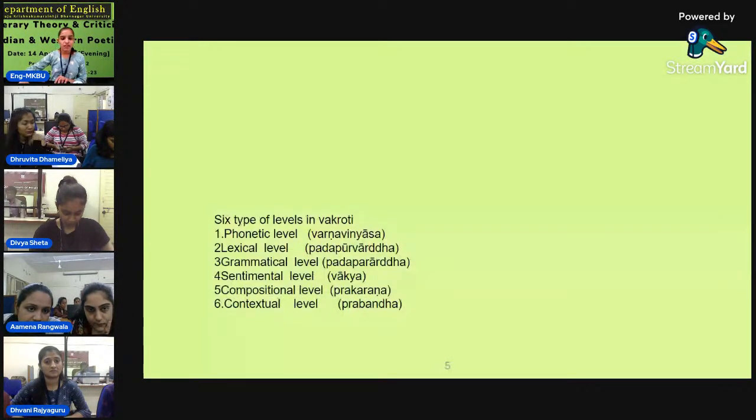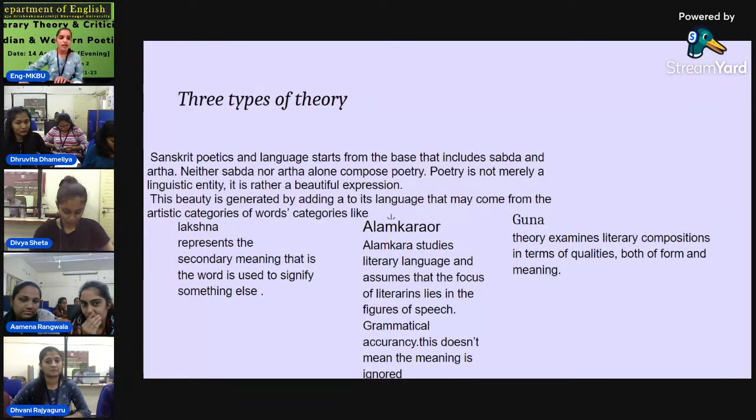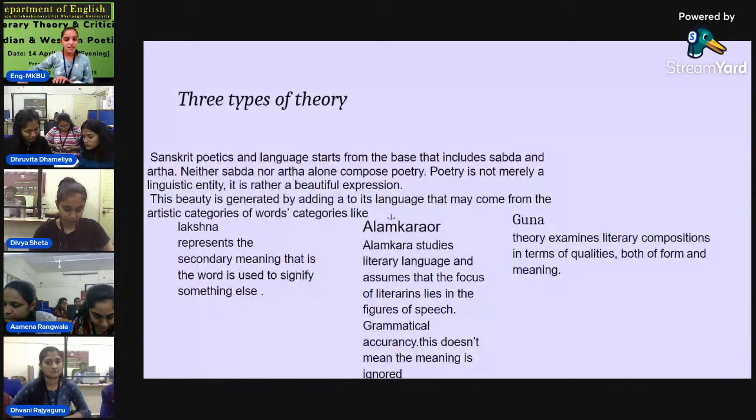Six types of levels in Vakrokti: phonetic level, lexical level, grammatical level, sentimental level, compositional level, and contextual level. Three types of theory: Sanskrit poetics and language starts from the base that includes Shabda and Arth. Neither Shabda nor Arth alone compose poetry. Poetry is not merely a linguistic entity. It is rather beautiful expression.